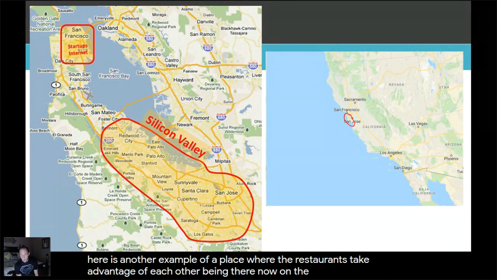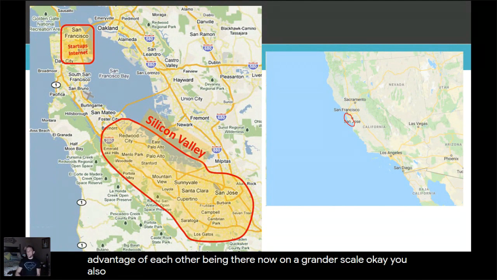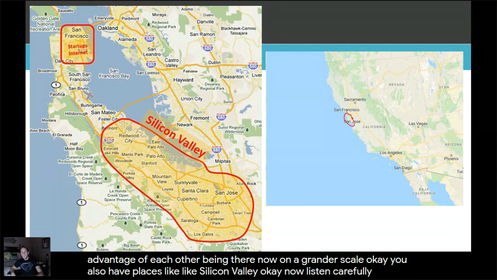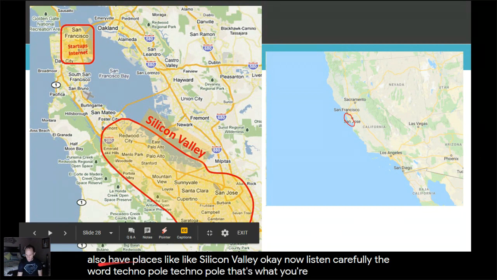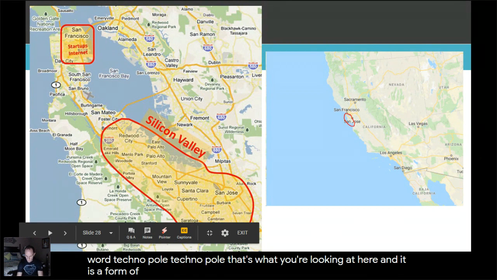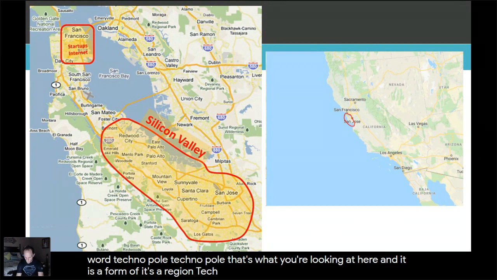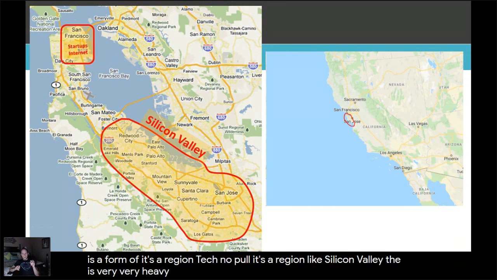Now, on a grander scale, you also have places like Silicon Valley. Now listen carefully. The word technopole. That's what you're looking at here, and it is a region. A technopole is a region like Silicon Valley that is very, very heavy on the tech industry.